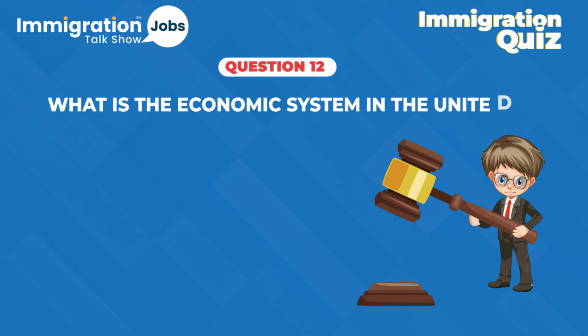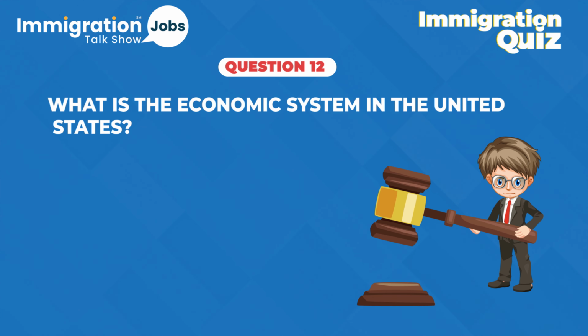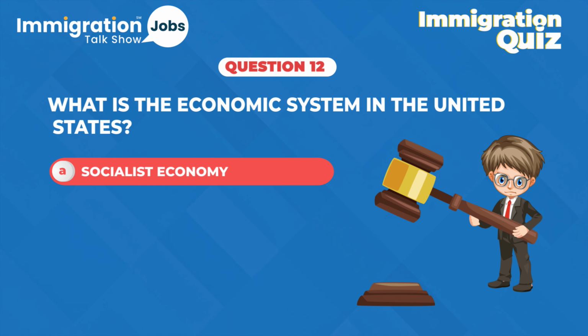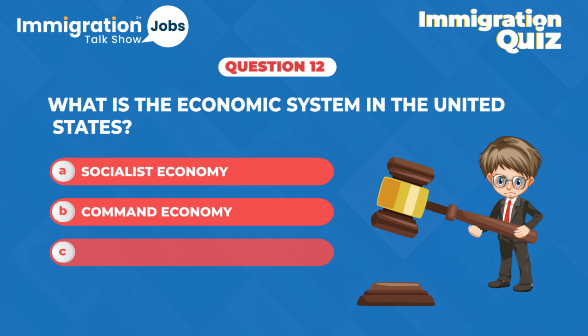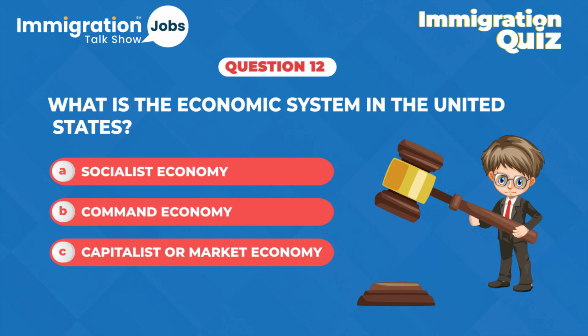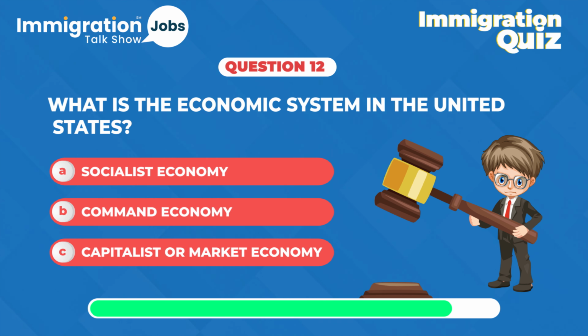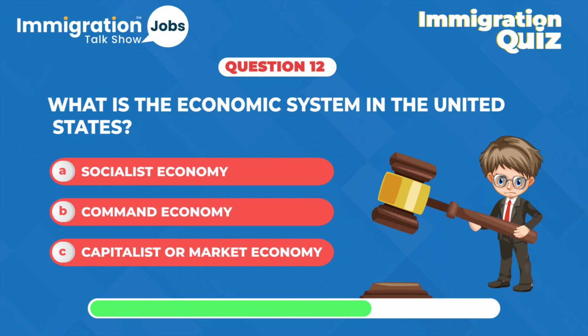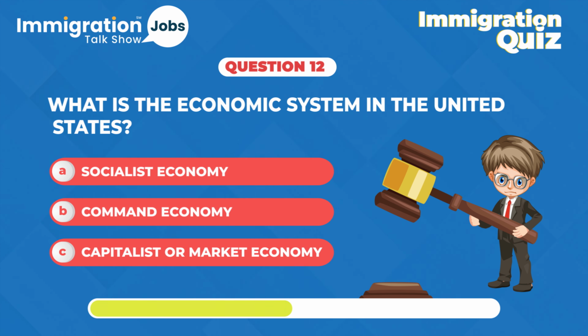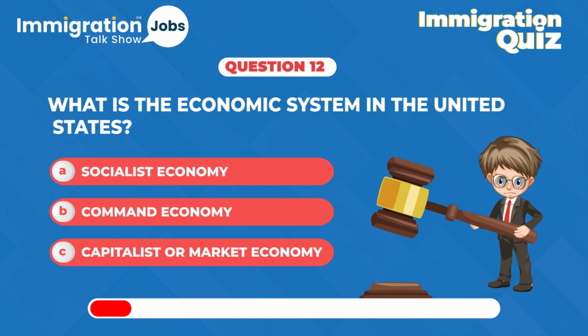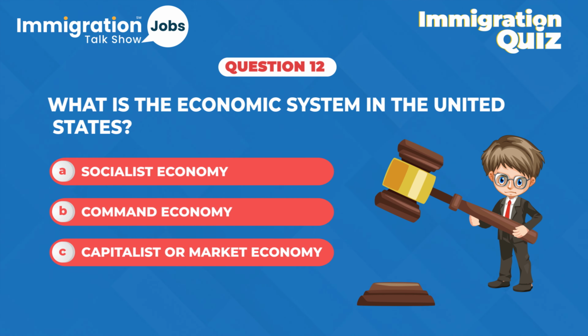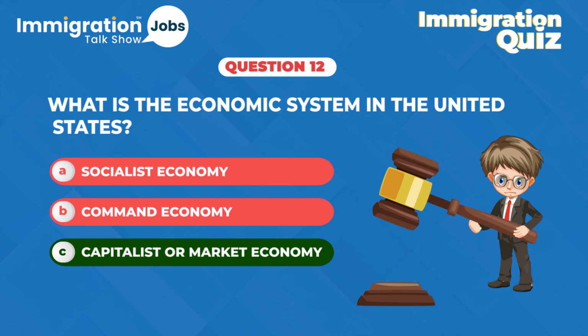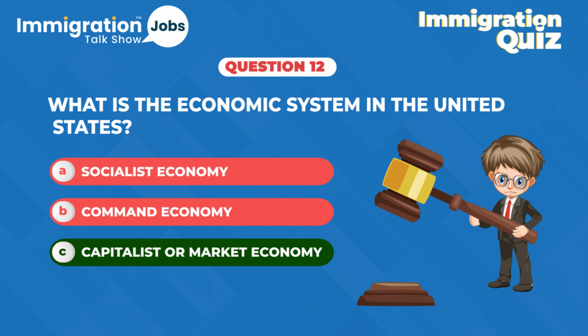What is the economic system in the United States? Option A, socialist economy. Option B, command economy. Or option C, capitalist or market economy. And the correct answer is option C, capitalist or market economy.